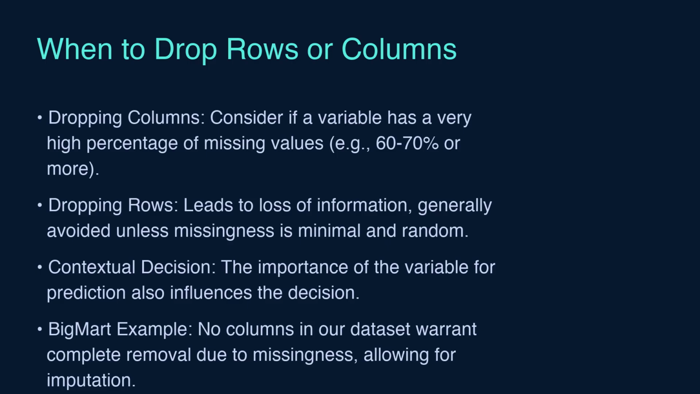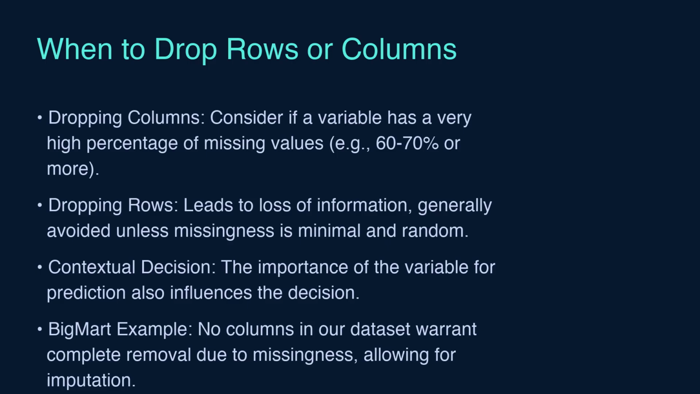When should we consider dropping an entire column? This is typically reserved for variables that have an overwhelmingly high percentage of missing values. A common rule of thumb suggests if 60 to 70% or more of the data in a column is missing, it might be more detrimental to impute, and dropping the column could be a better option, especially if it's not a critical predictor. However, this also depends on domain knowledge. If a heavily missing column is known to be a strong predictor, we might explore advanced imputation techniques.